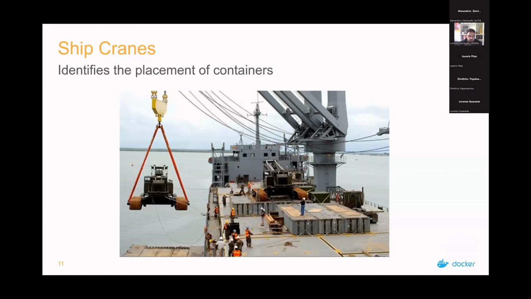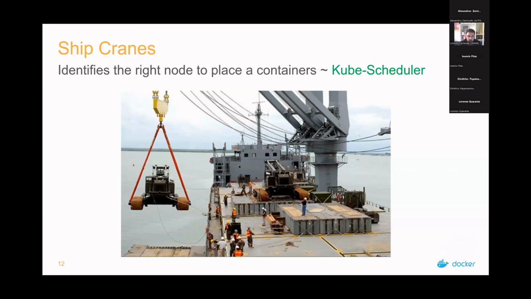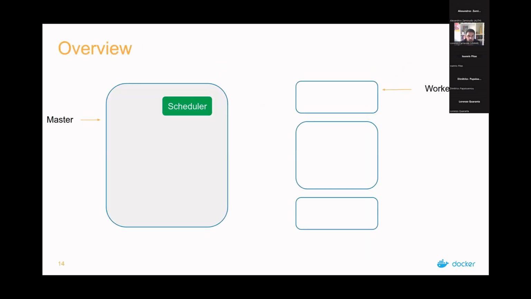So one of the goals is identifying the placement of the containers within the cargo ship. So identifying the right node to place a container is the analogy that we have in computer science. And this is done with a scheduler that in Kubernetes is called kube-scheduler. And we put the scheduler within the master. So the master already has the logic to understand what is the right node. We will see the node, of course, is one of the worker nodes.